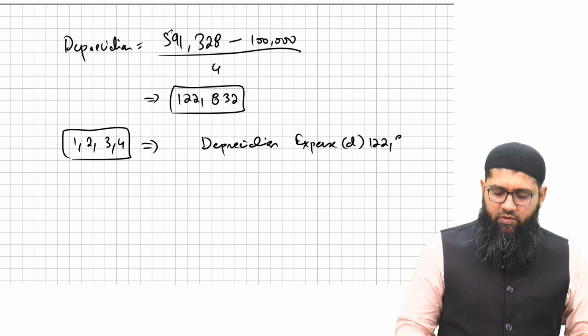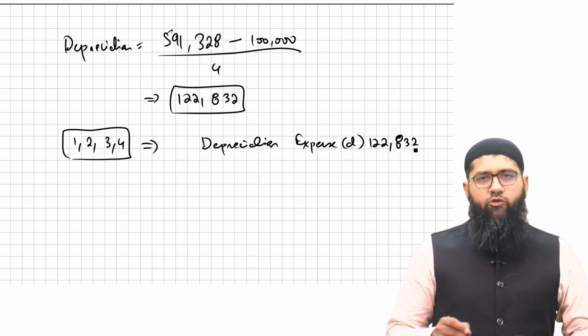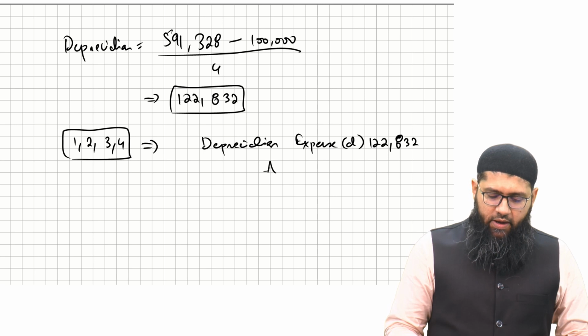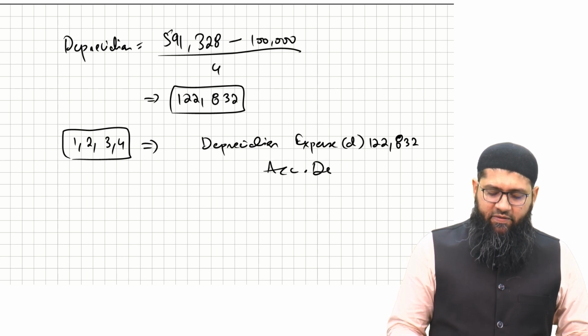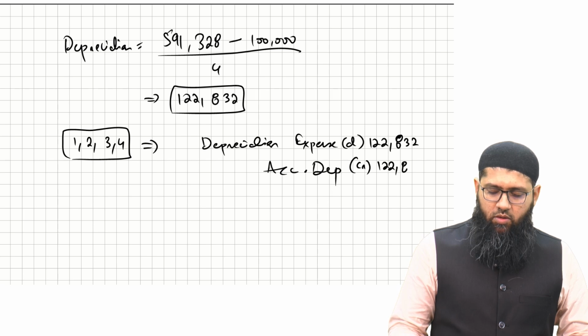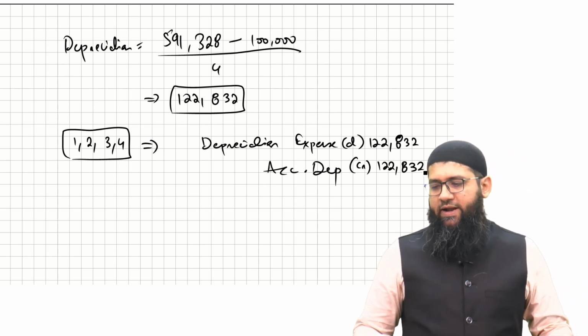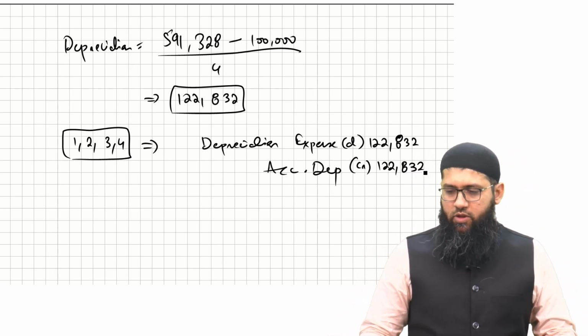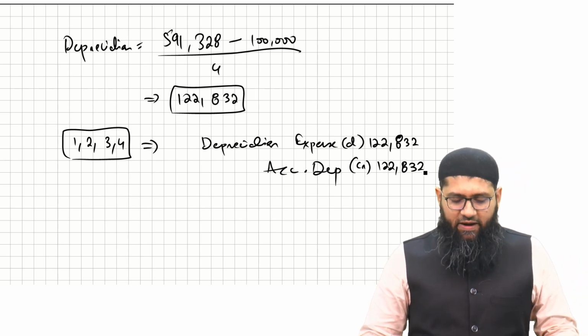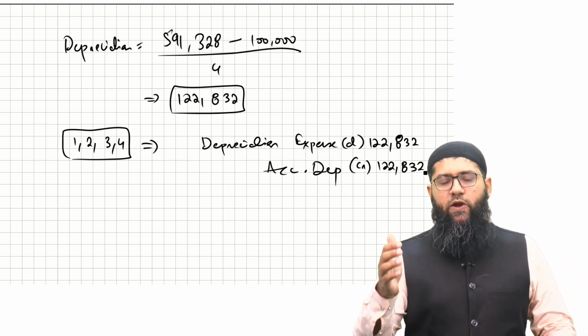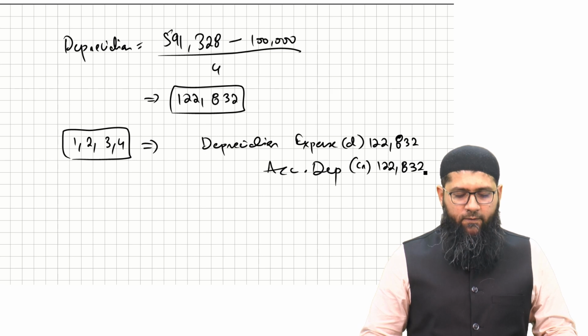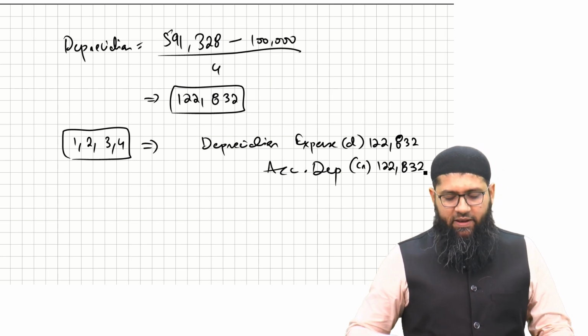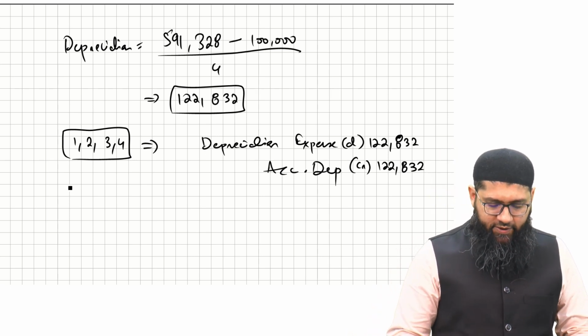depreciation expense debited by 122,832 and the accumulated depreciation credited by 122,832. So the depreciation expense is going to be debited by 122,832 and the accumulated depreciation is going to be credited by 122,832.